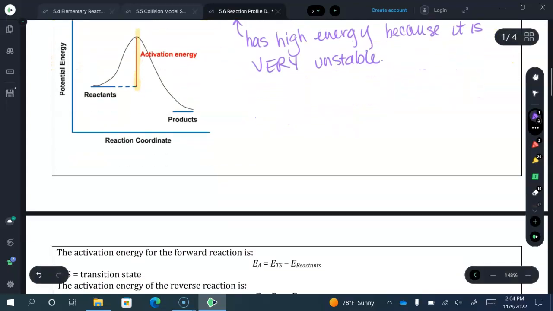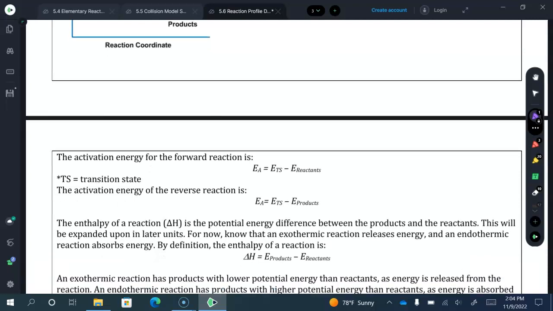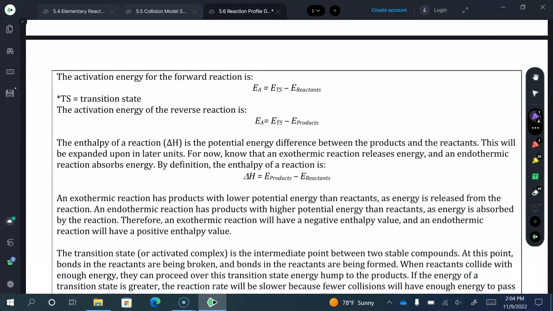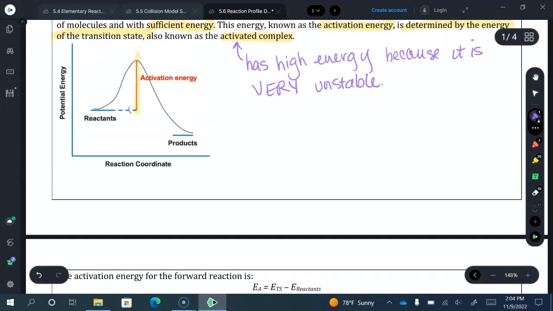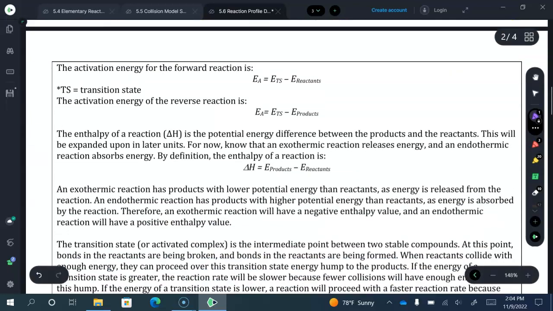Okay. So the activation energy for a forward reaction is shown as this explanation here. So the activation energy is the energy of the transition state minus the reactants, which we see here. And for the reverse reaction, you actually go the backwards route, and so it's the energy of the transition state minus the energy of the products. Or I think I said that right.